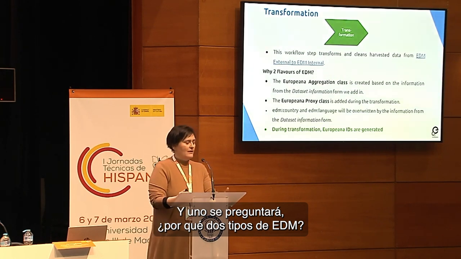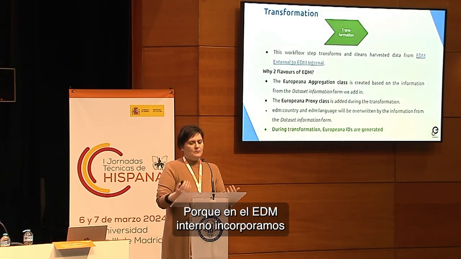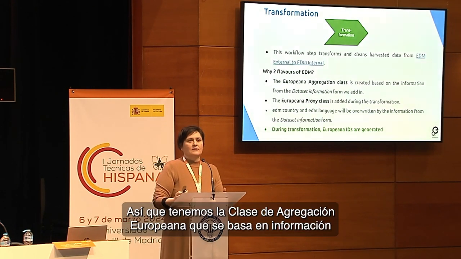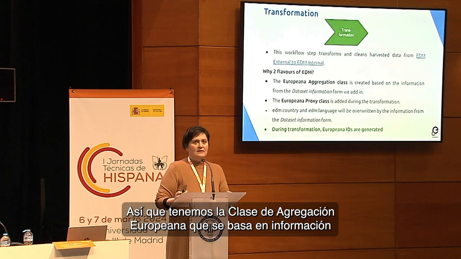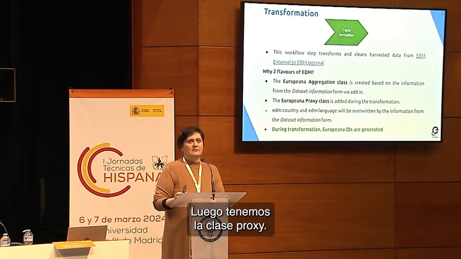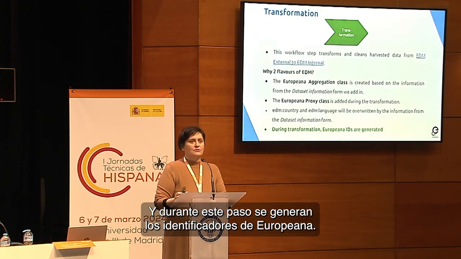And you would ask why two flavors of EDM? It's because in EDM internal we add additional classes, to contextualize the object more. So we add the Europeana aggregation class, which is based on the dataset information that already exists in the data, or comes from the sandbox, and the proxy class. We add the country and language information. During this step, the Europeana IDs are generated.